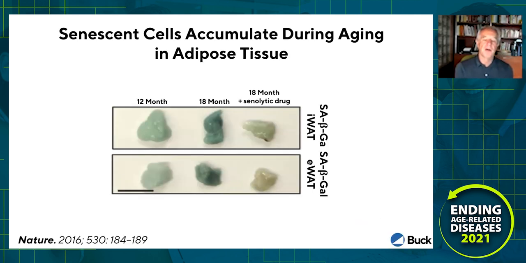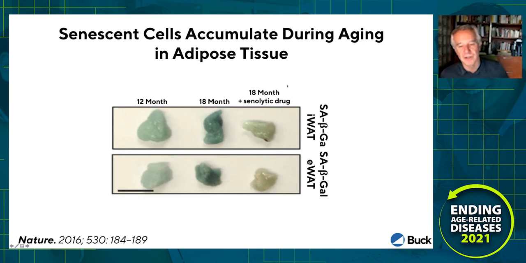Now, another process that we have focused our attention on was the potential role of senescent cells. We've heard about senescent cells yesterday. We know they accumulate during aging in adipose tissue, and this is illustrated here on this figure, where using a beta-gal stain, which is somewhat selective for senescent cells, you can see, if we compare a 12-month-old versus an 18-month-old, an increase in staining.